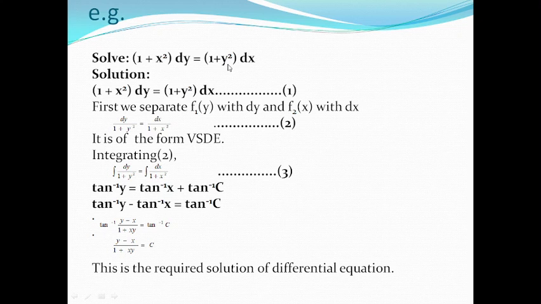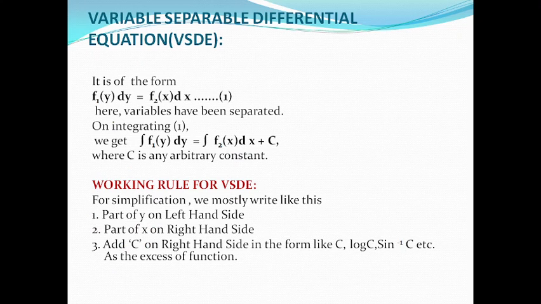So for the variable separable method, when we separate the variables, like function of y with dy and function of x with dx, then we simply integrate it and we get f1(y) equal to some function of x plus some constant of integration. Here we have a working rule. If we follow the rule, we will get the required result.